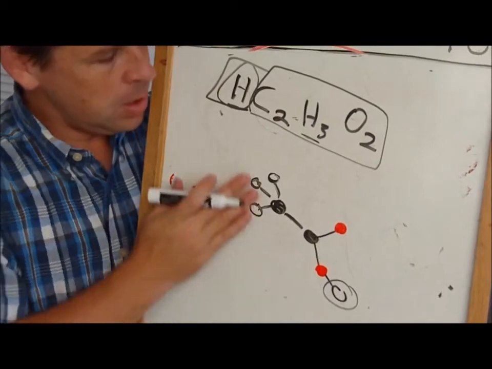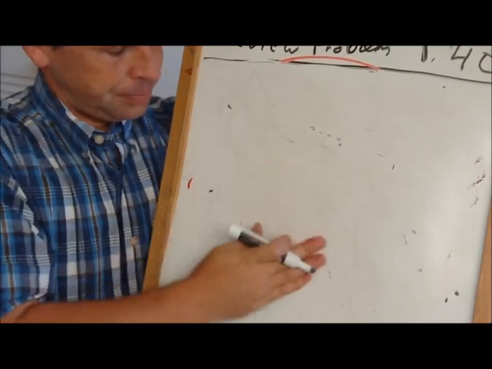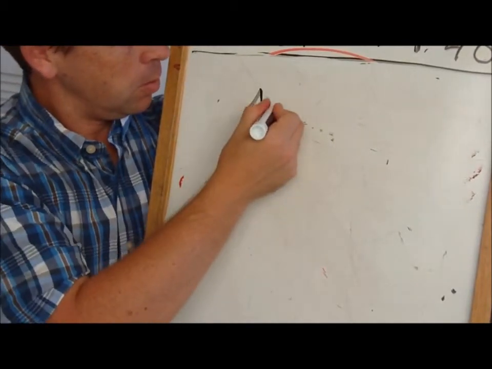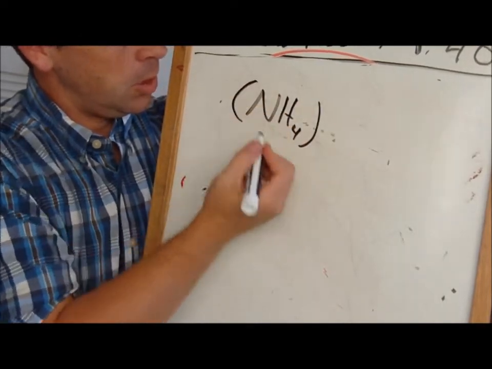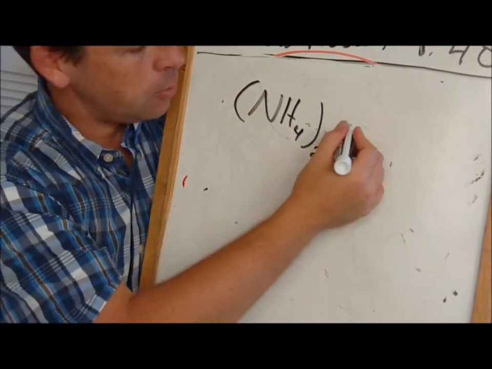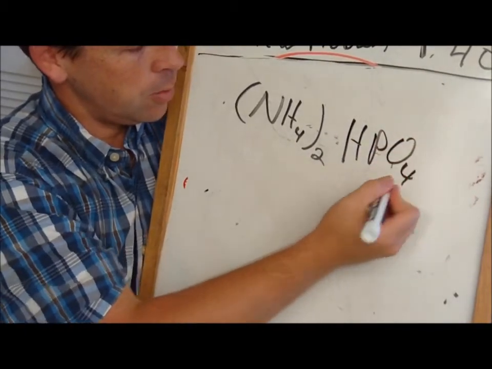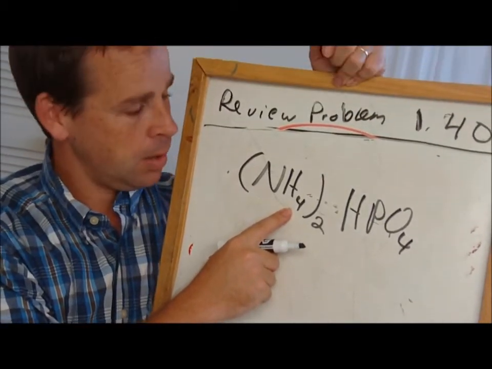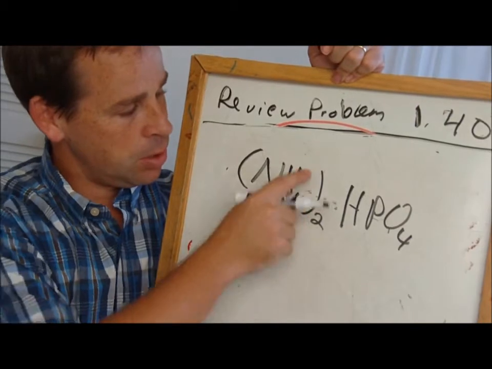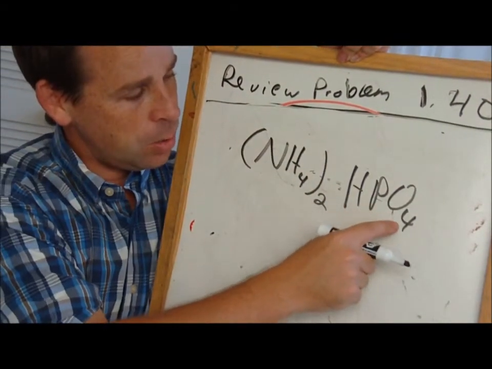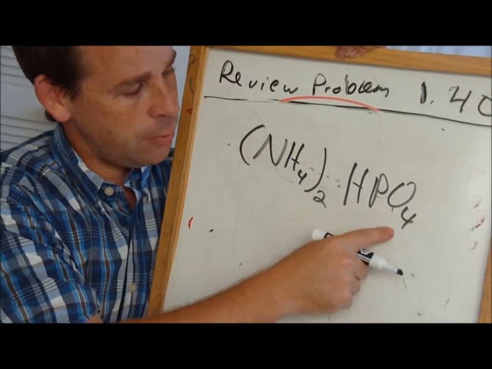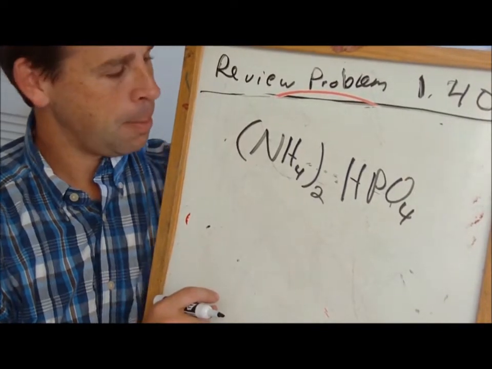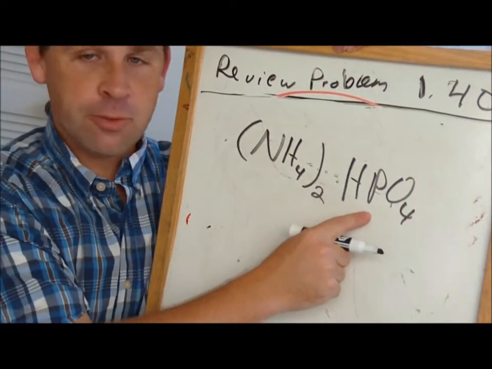All right, the last one, E on 140. (NH4)2HPO4. Okay? This is called the ammonium ion. There are 2 of these ammonium ions. That's what the 2 on the outside of the parentheses means. HPO4. 1 hydrogen here, 1 phosphorus here, and 4 oxygens. This is called the hydrogen phosphate ion, a polyatomic ion. All right? This is called ammonium hydrogen phosphate.